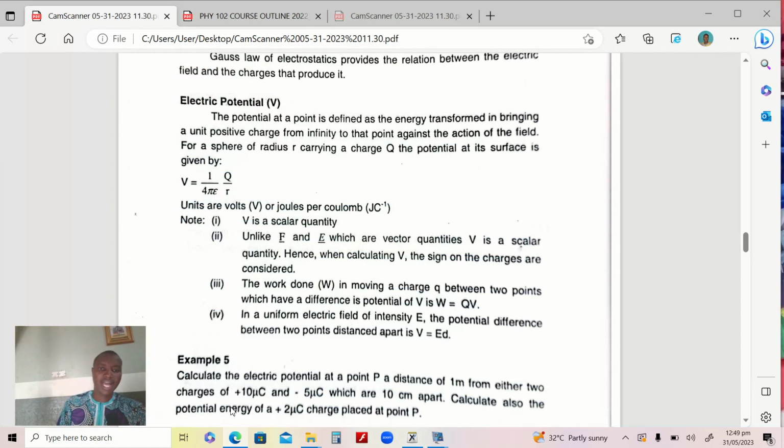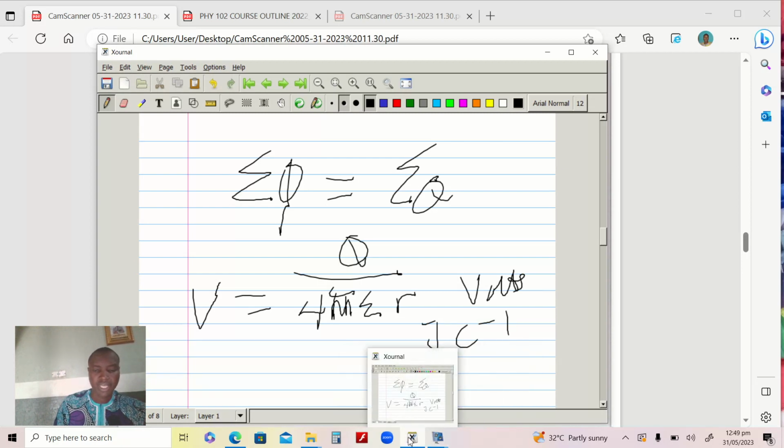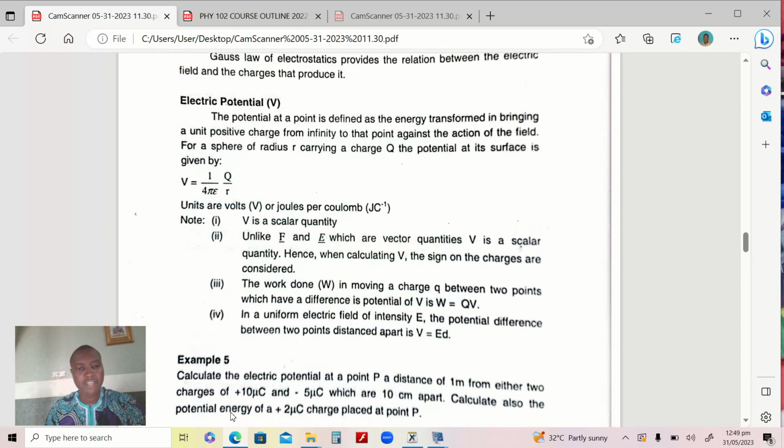So the units are volts, or joule per coulomb. We can say volts or joule per coulomb, because we are talking about work done in bringing a body into a point from infinity. Unlike force and electric field, which are vector quantities, electric potential is a scalar quantity. Hence, when calculating V, the signs on the charges are considered.